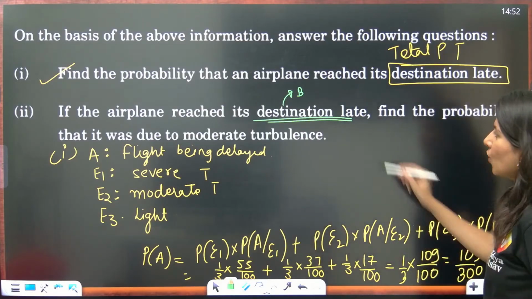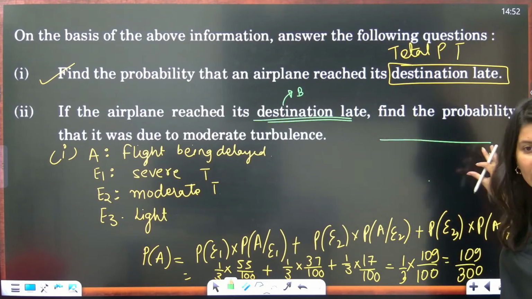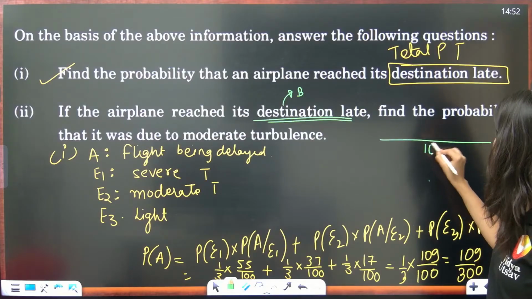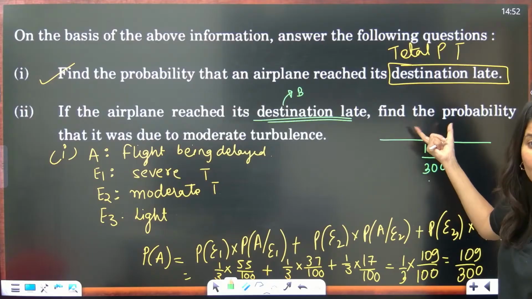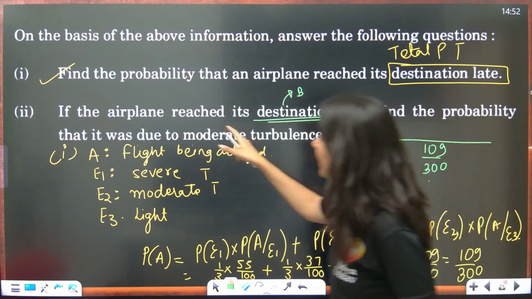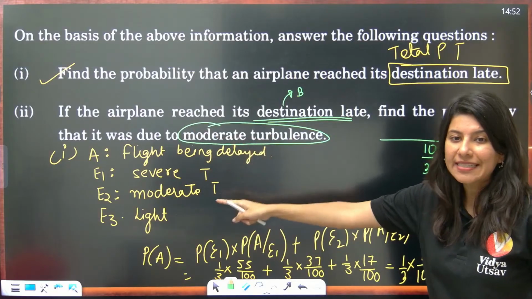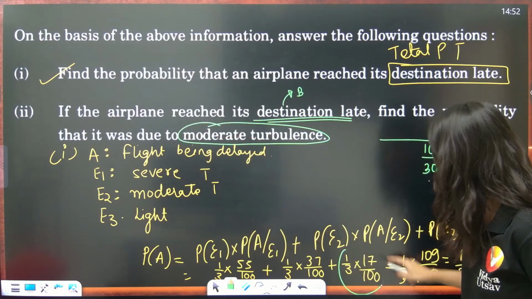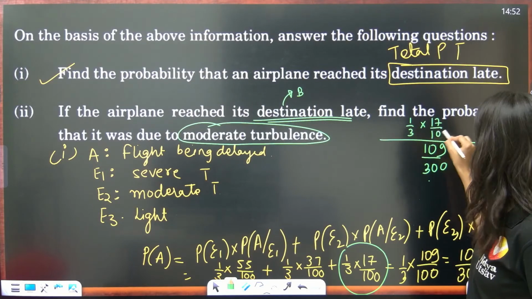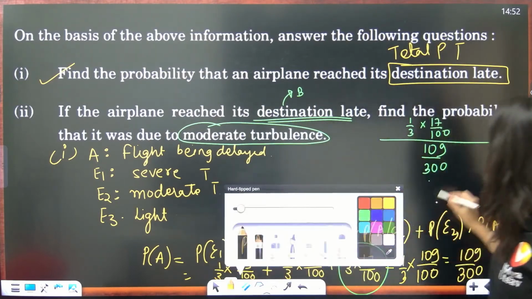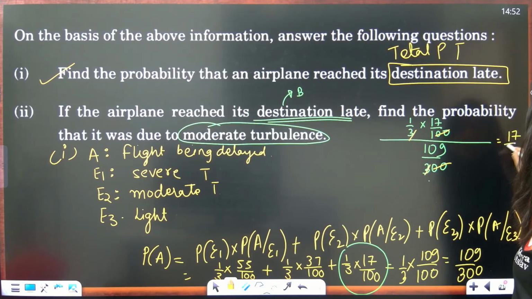Okay, so Bayes theorem says that in the denominator you have to write the total probability. What is the total probability? 109 upon 300. Okay, in the numerator you just need to write the moderate favorable probability. Favorable probability is E2, which is just this one. So 1 by 3 into 17 by 100. Okay, this is the answer. 17 by 109.